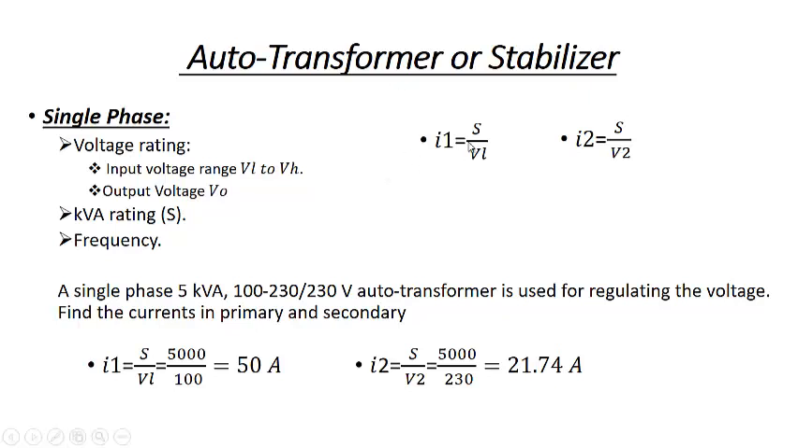So I1 will be equal to S divided by VL. It can be VL or VH, but for the worst case condition, it should be VL, because VL will give the highest current. Similarly, since V0 is constant, V0 and V2 are the same, so I2 will be equal to S divided by V2. It will not change because of the stabilizer property. So a single phase 5 kVA, 100 to 230 volt input, 230 volt output auto transformer is used for regulating the voltage. This should have actually been 250, because the high voltage is more than the normal voltage, as it stabilizes the high voltage as well.